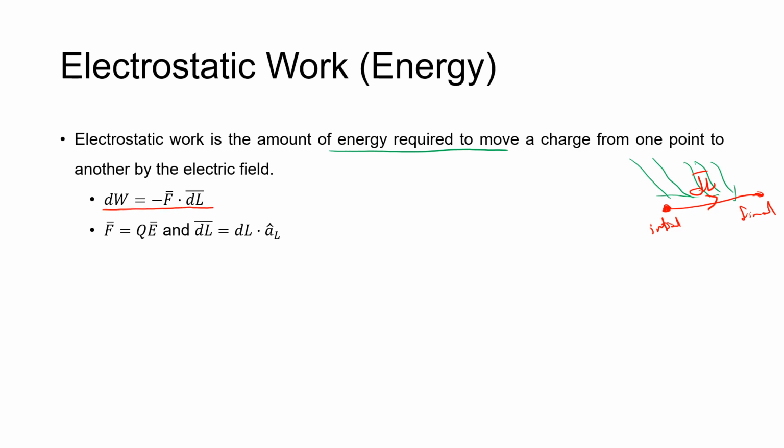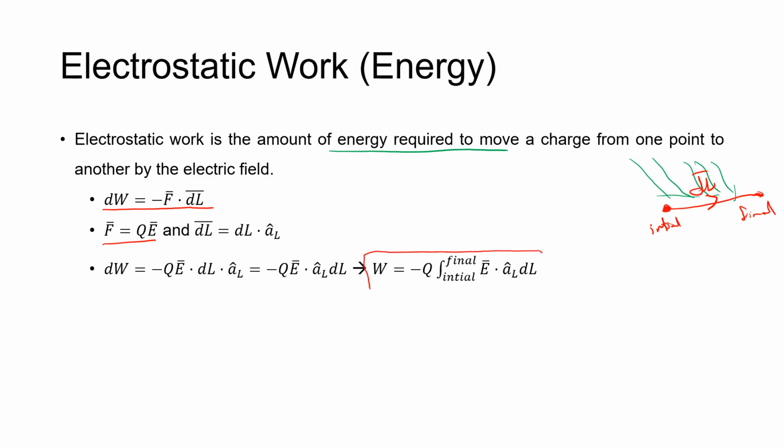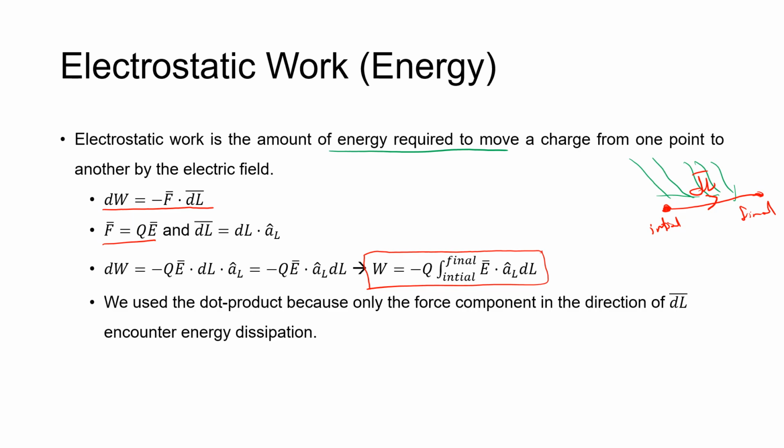From Coulomb's law, we have F equal to Q multiplied by E, and then we can substitute in the equation, and we finally can get that our W is equal to minus Q integration from the initial position to the final position of E dot dl. And here we need to note that we have used the dot product, because we are interested in the force applied in the direction of delta L.